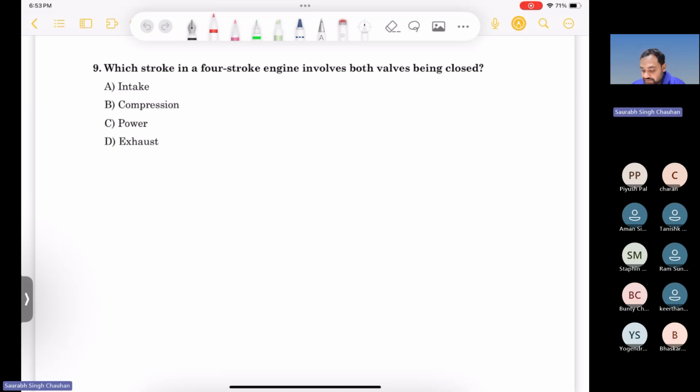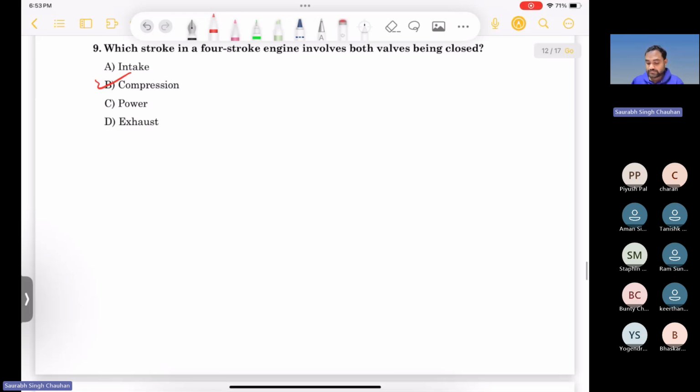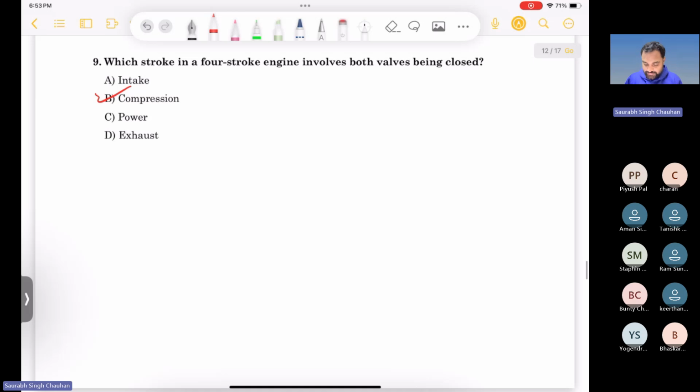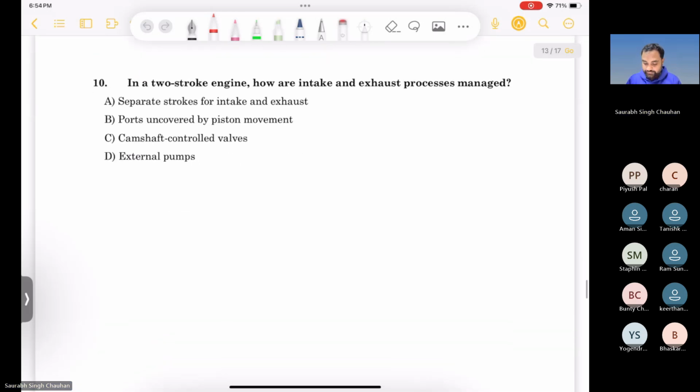Compression stroke. Because if any one of the valves is open and you are compressing, then compression will not take place. All the content will come out, right? It will be like exhaust. Okay, so during compression, both the valves are closed. So this was an easy question. We can move to question number 10.